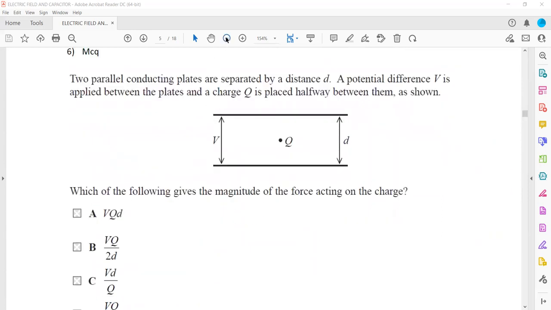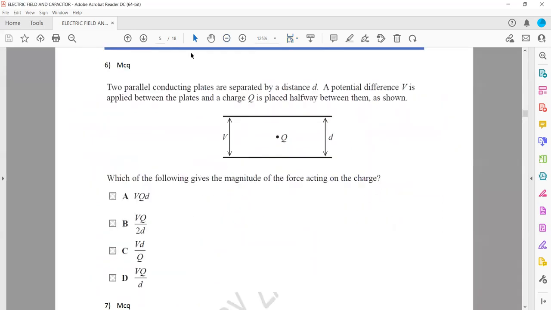In question 6, two parallel conducting plates are at a distance d, the voltage is V and the charge is Q. Which of the following gives the magnitude of the force?